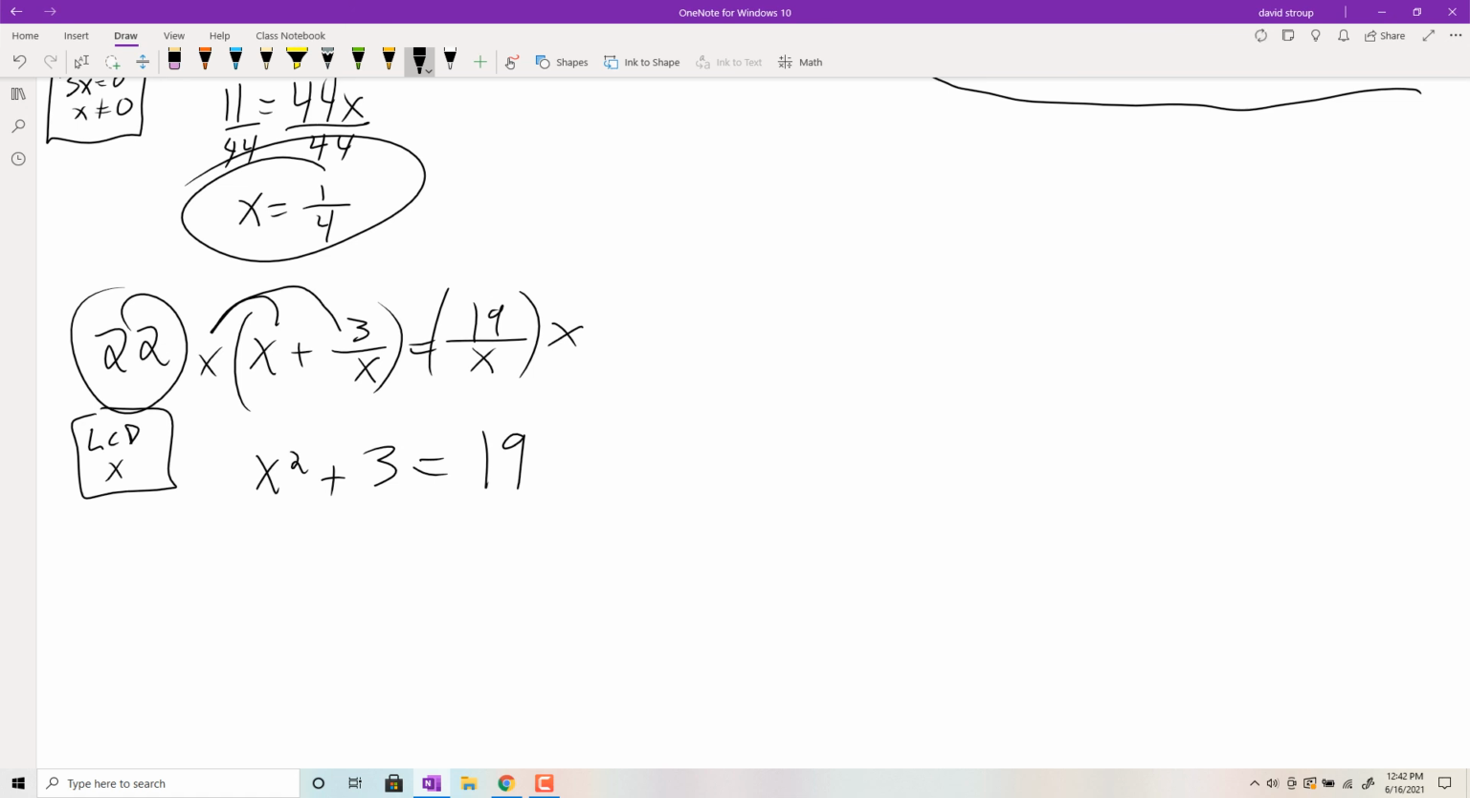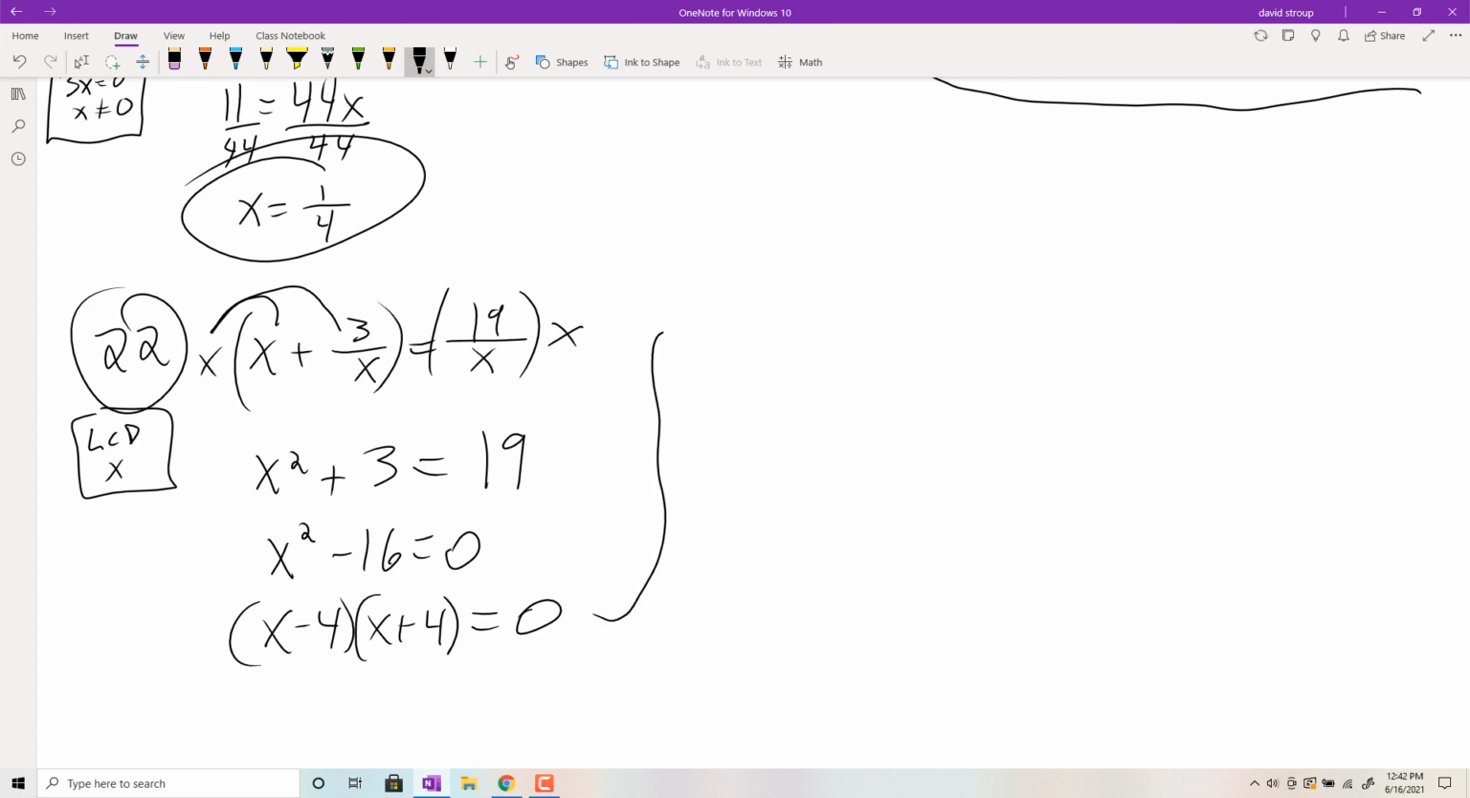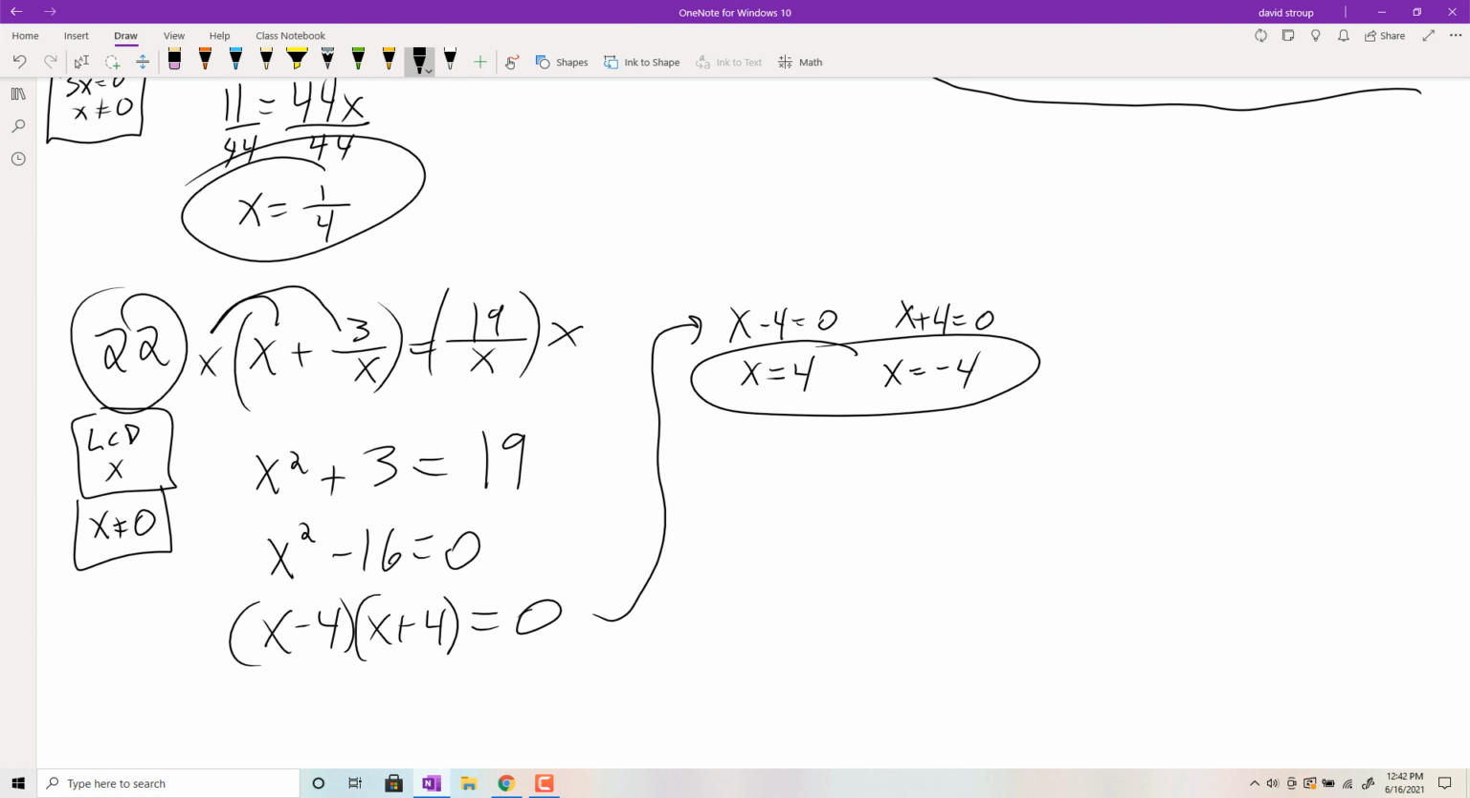It's quadratic, so you're going to set it equal to 0. So I have x squared minus 16 is 0. And I get x minus 4, x plus 4 is 0. Set each part equal to 0. Well, what are my restrictions? Let's get that out of the way too. So setting the denominator, I can't have x being 0. Okay, so either x minus 4 equals 0, in other words x is 4, or x plus 4 is 0, in other words x is negative 4. Neither of those are restricted, so those are our solutions.